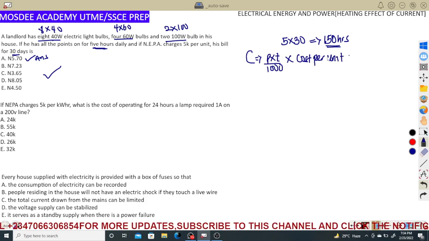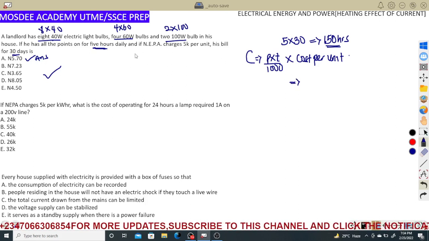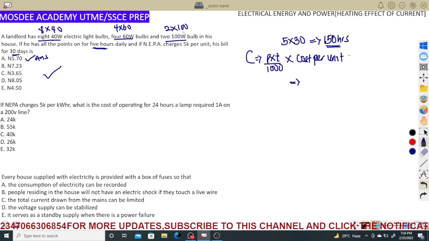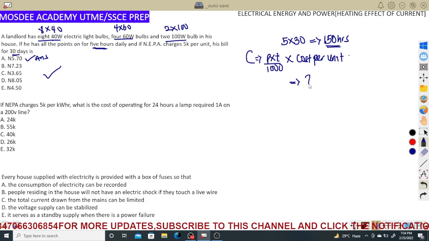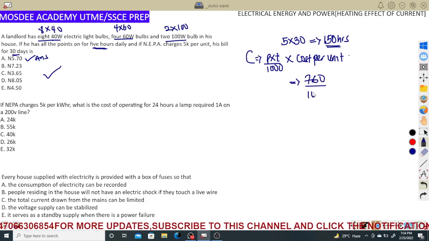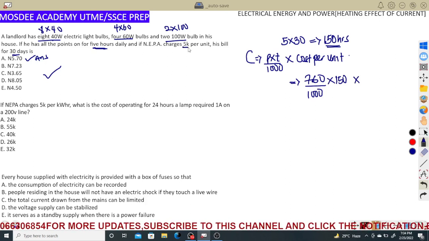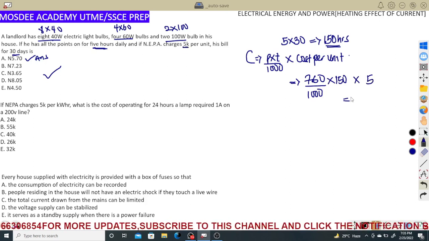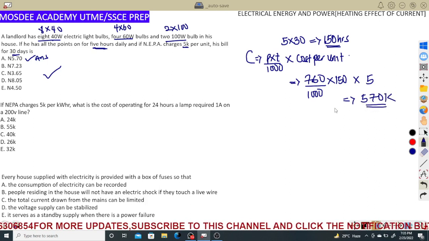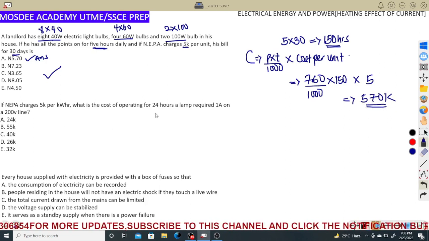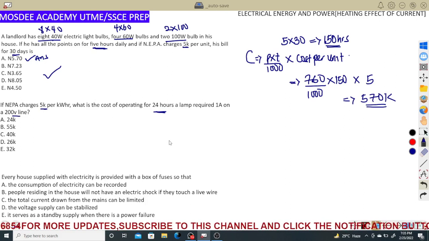And if you do that, you have 570, which is 5 naira 70 kobo. Let's do it together. This is 320, 320 plus 200 is 520, 520 plus 240 is 760. And 760 over 1,000 times the time. The time is 150, multiplied by the cost per unit. NEPA charges 5 kobo. Simplification will give you 570 kobo. Please confirm it. That is 5 naira 70 kobo. And that's that. The same knowledge is used for this one, and I don't think I need to do this one again. So please attempt this. Drop your answer in the comment section.